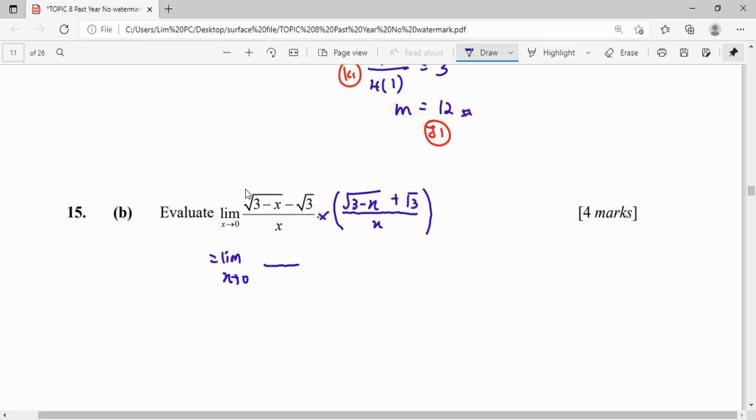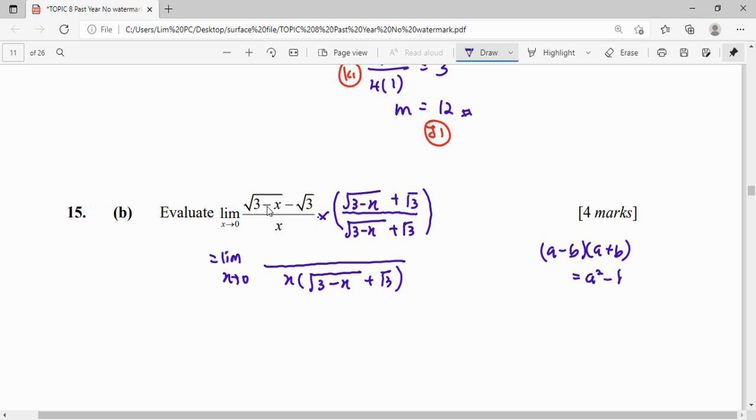Then we simplify our function. For the denominator part, we also multiply with its conjugate: 3 times square root of 3 minus x plus square root of 3. For the denominator part, we will remain it in factor form. For the numerator part, we are going to expand this and its conjugate. When we have a minus b times its conjugate a plus b, it equals a squared minus b squared.